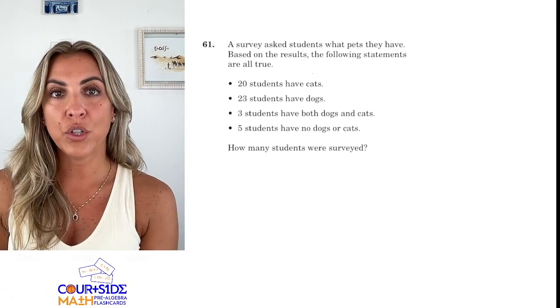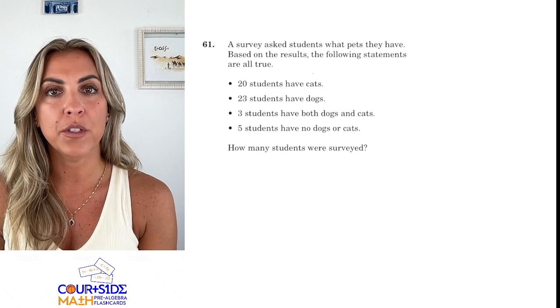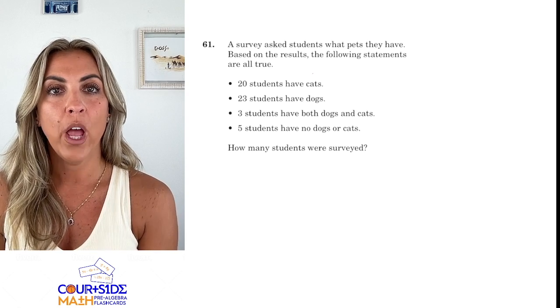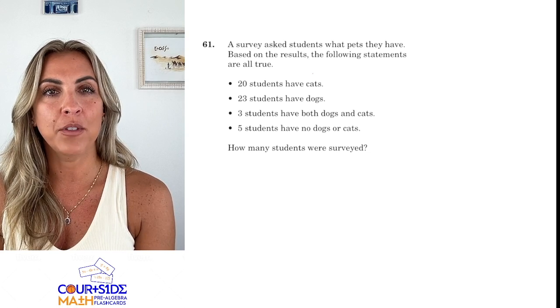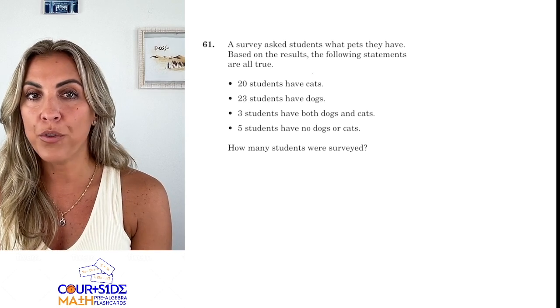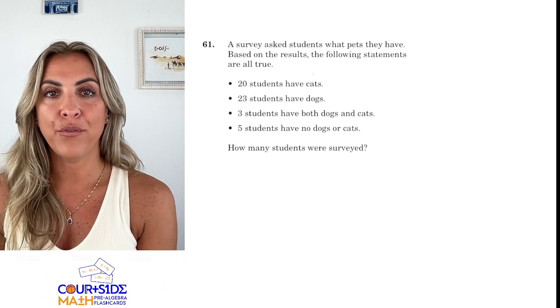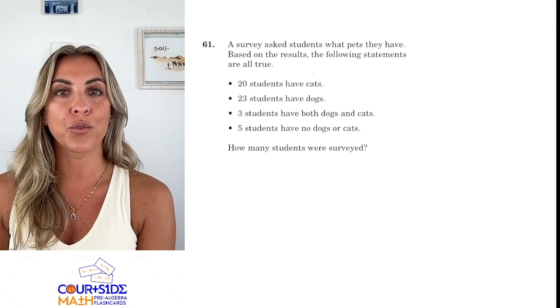Number 61: a survey asked students what pets they have. Based on the results, the following statements are all true. 20 students have cats, 23 have dogs, 3 students have both dogs and cats, 5 students have no dogs or cats. How many students were surveyed?